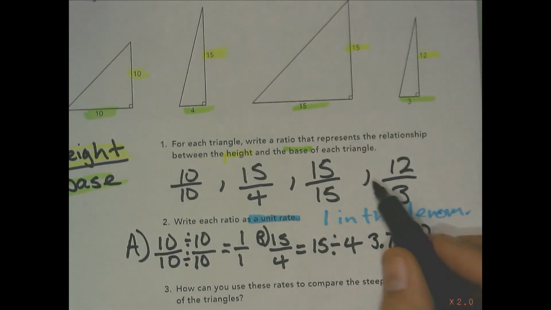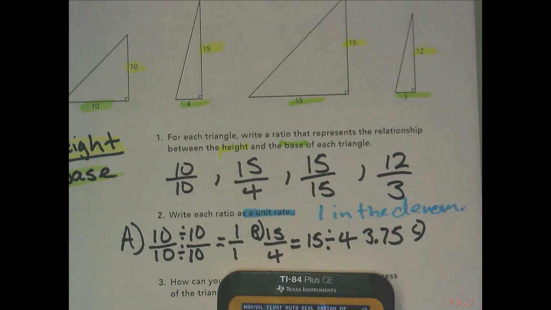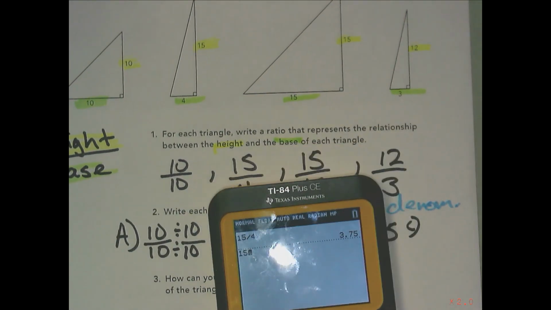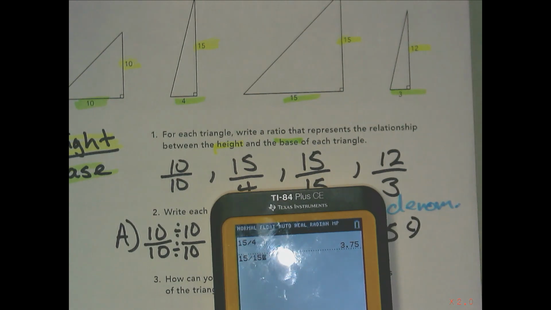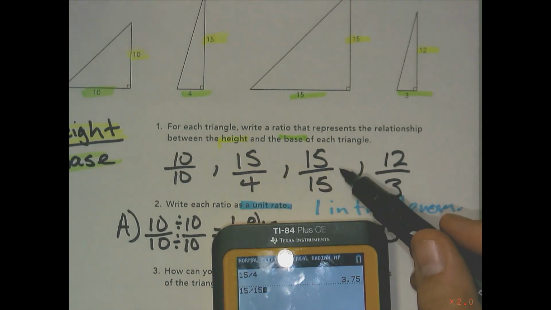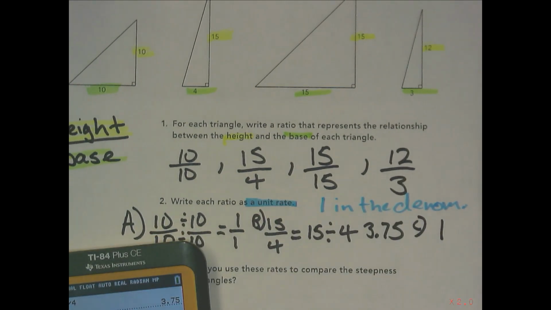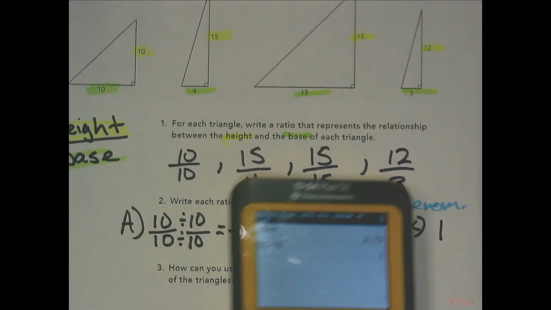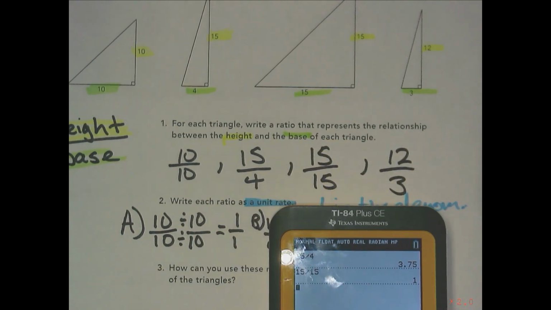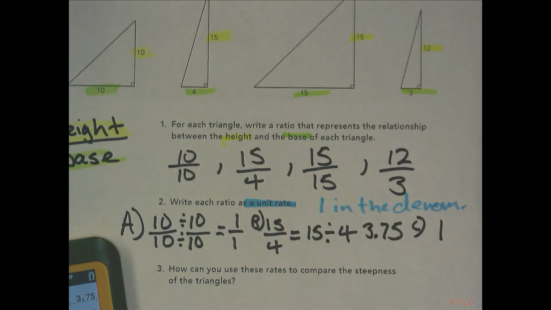Now for figure C, we do the same thing. We're going to take 15 divided by 15, because that's my ratio. I've got 15 divided by 15. We all know that that's 1. So for figure C, my unit rate is 1. And then for the next one, what do I plug in the calculator? You got it, 12 divided by 4, which is 3. So for figure D, I'm just going to put it down here. Figure D, we got 12 divided by 4, which equals 3.